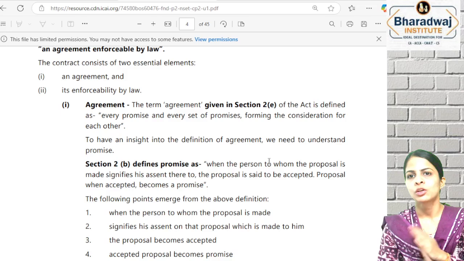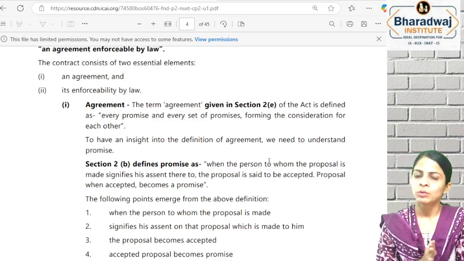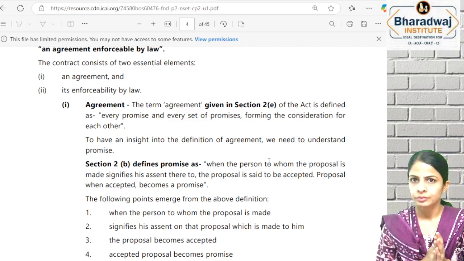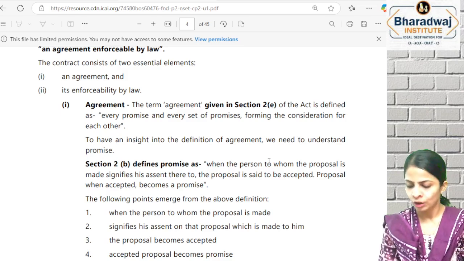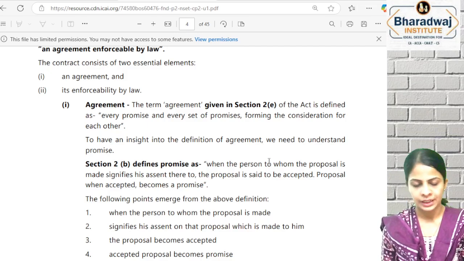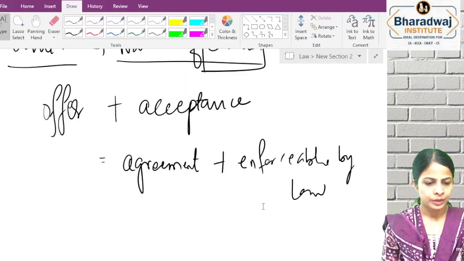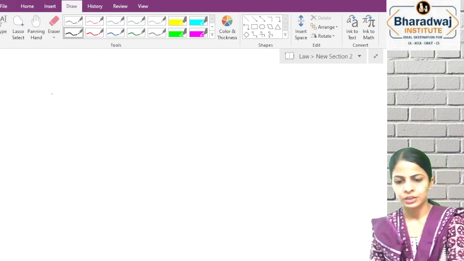Every promise or set of promises. When will this agreement become a contract? When the agreement is enforceable by law. Contract, section number 2, subsection H. Now, there are certain agreements which can never turn into a contract. What are these?